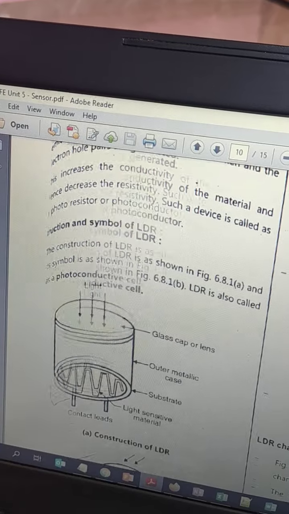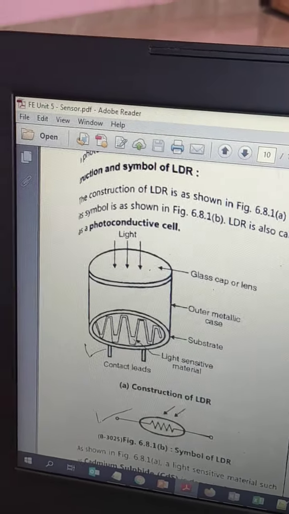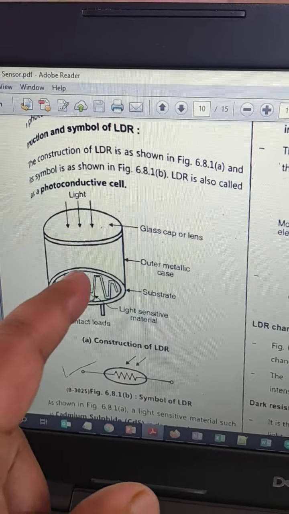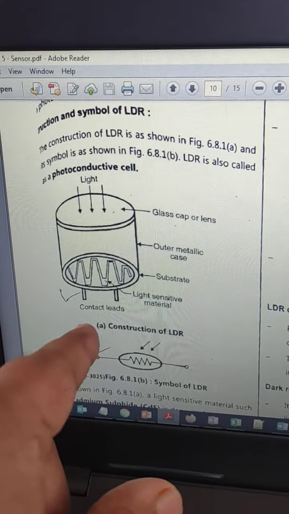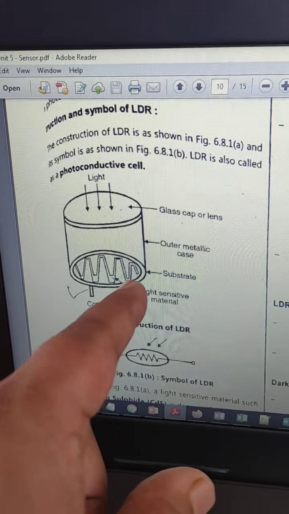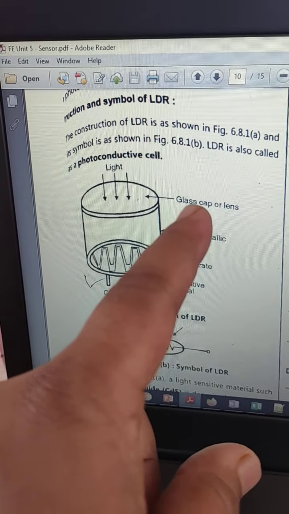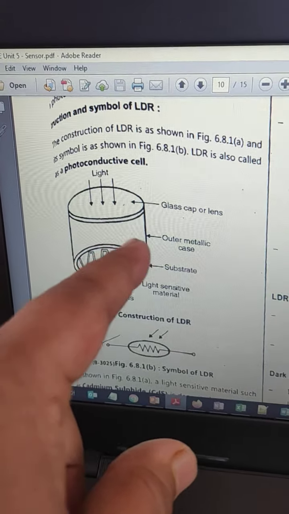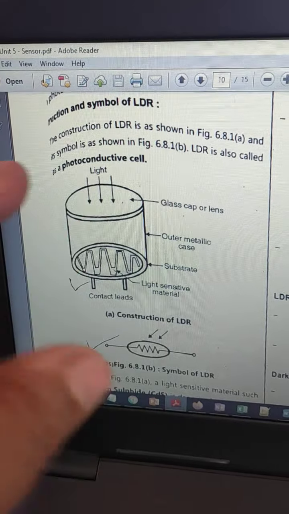Now we see the construction of LDR. In the construction of LDR, it consists of one light sensitive material. This is a substrate, this is the light sensitive material. Here are the contact leads. This is the outer metallic case and this is a glass cap or lens, and here we make light incident. When light is incident, its conductivity increases or resistance decreases. That we call a photoconductive cell.